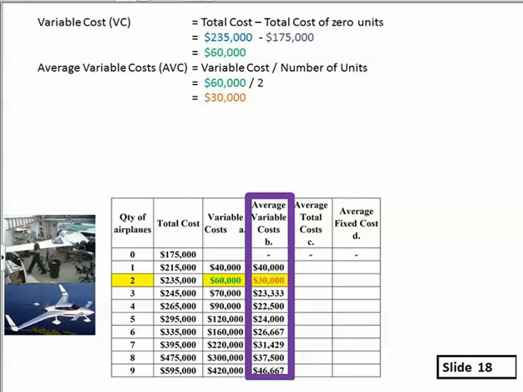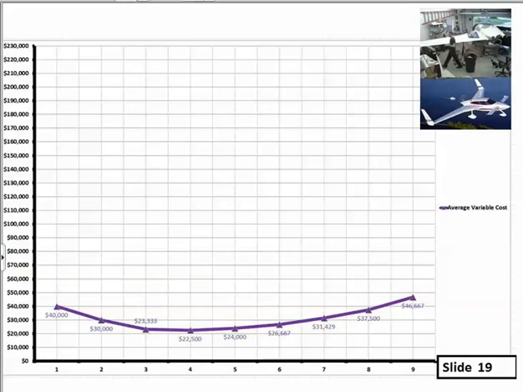Okay? Now we have our spreadsheet where we have our average variable cost. We can go a little further and plot that curve. So this is the average variable cost, and again I define it over here, and I made it in purple. And so each one of those values that you saw in the table are now plotted based on number of units. Okay? And so that's what our cost curve is going to look like.